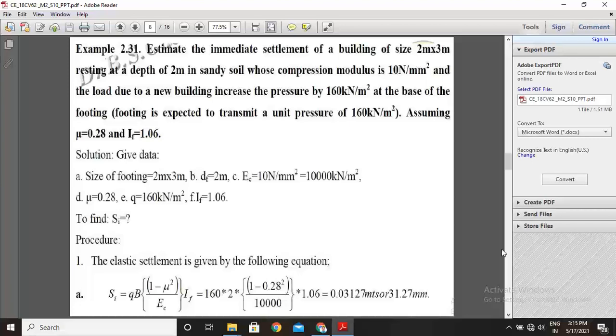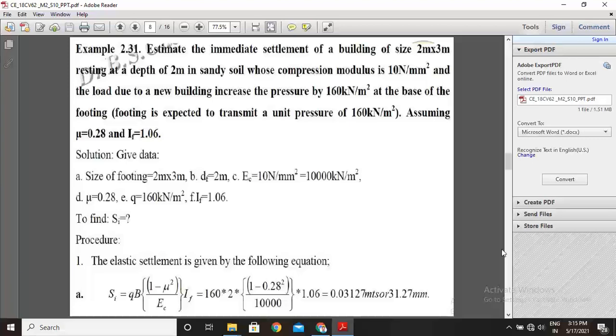Given data: size of footing is 2 meter by 3 meter, depth of footing is 2 meter, EC is given 10 Newton per mm square, which is nothing but 10,000 kilonewton per meter square. Poisson's ratio mu equal to 0.28, load is given 160 kilonewton per meter square. Influence factor IF equal to 1.06. So these are the given data, and to find immediate settlement, SI equals how much? Procedure.